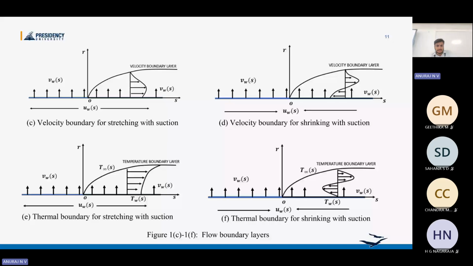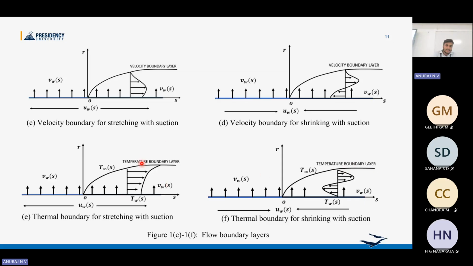After that, we can see here that there is an inward motion, and over a distance it decreases, and later it also increases. This bifurcates and it becomes a dual solution. Similarly, for the temperature profile also, this condition holds only for the shrinking and suction parameters. Only with this condition will this boundary layer arise.